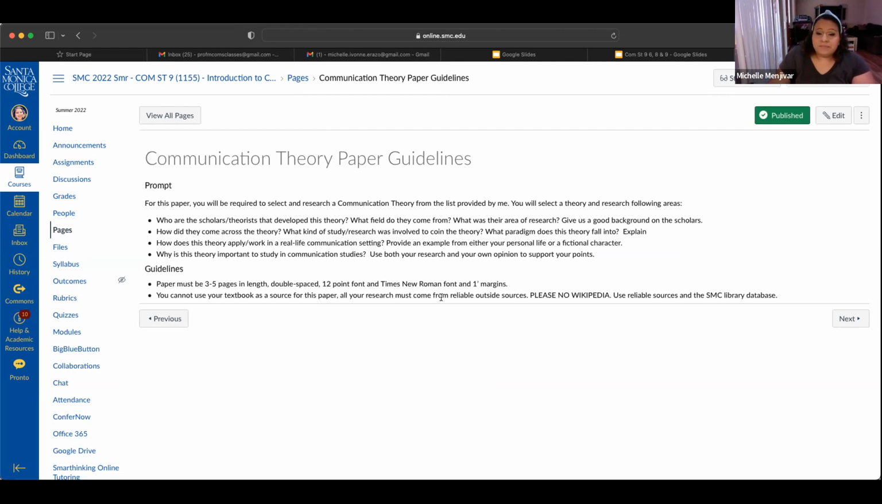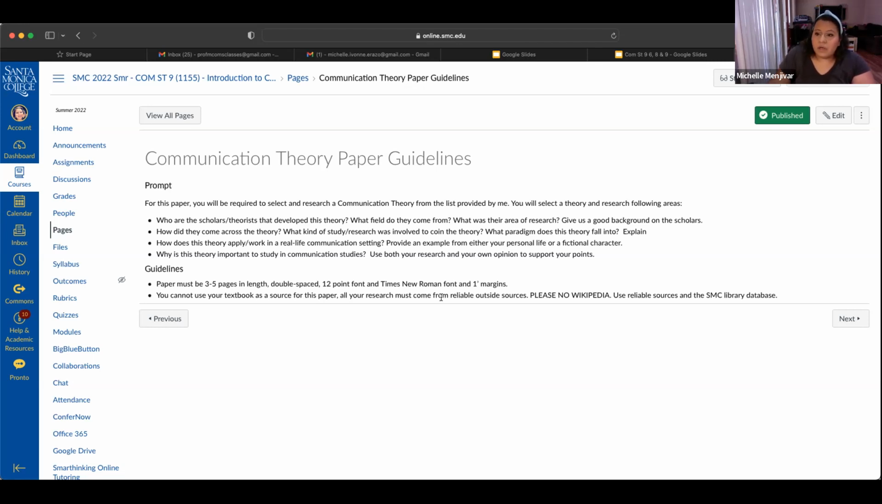And lastly, why is the theory important to communication studies? You can use your opinion and your research to back that up. Like I mentioned, a lot of these theories come from different fields like anthropology, psychology, and sociology. So obviously these come from other fields, but why are they relevant and why are they studied in communication studies?